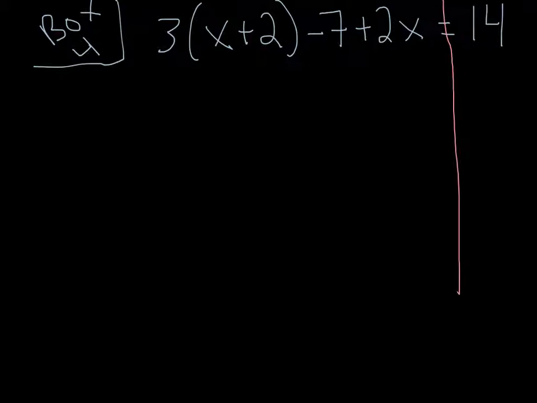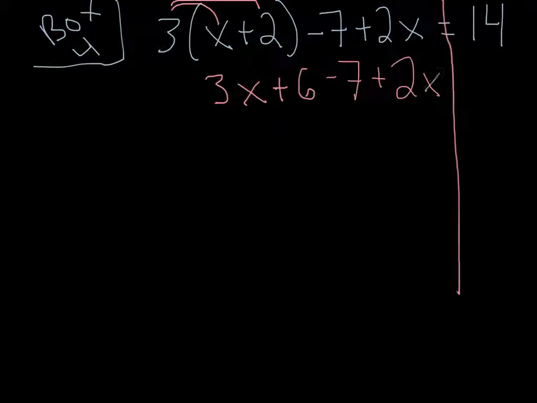I'm going to start with distributive property here. So 3 times x and 3 times 2. So here I get 3x plus 6. Now I'm not going to multiply times these two terms outside of the parentheses because they're not part of that multiplication problem because they're outside the parentheses. So I get minus 7 plus 2x, those just come down, equals 14.